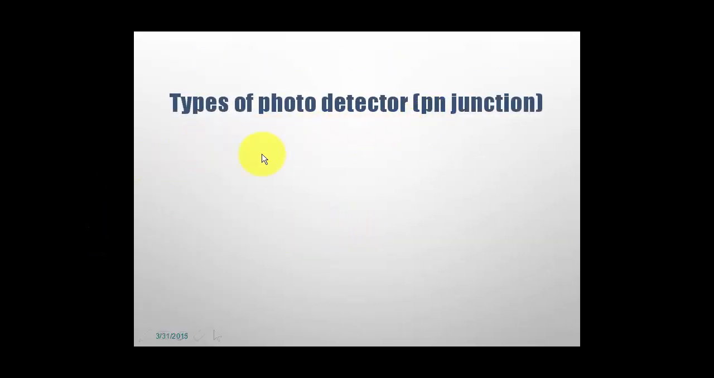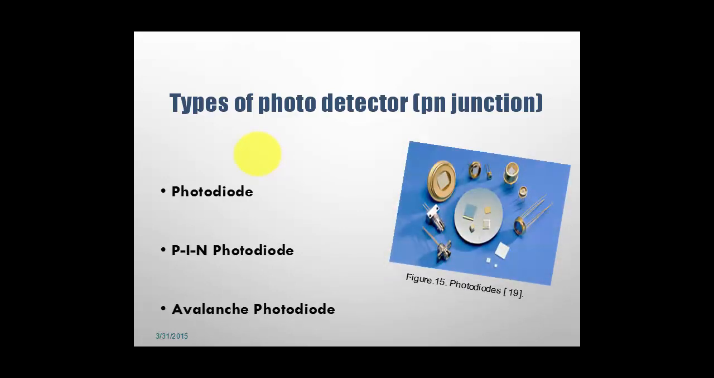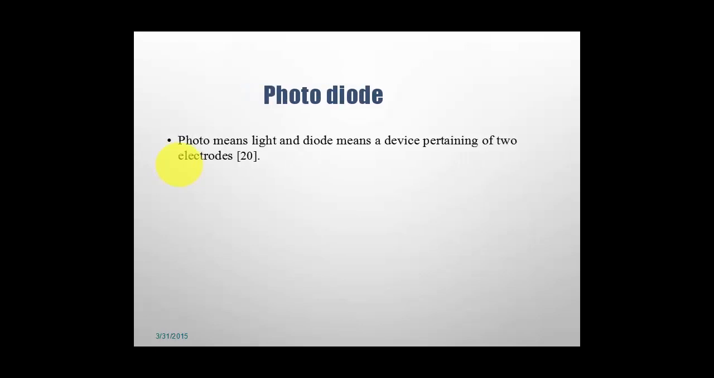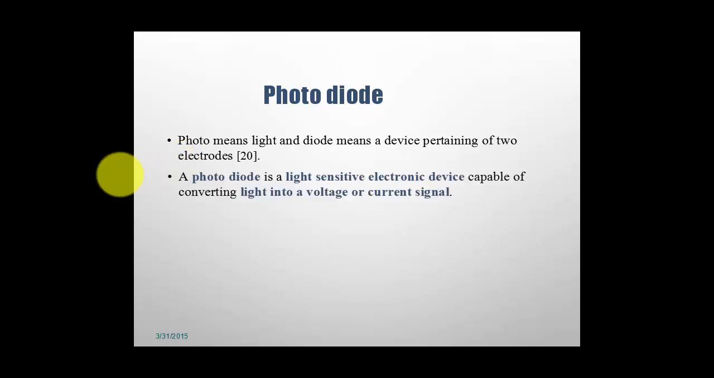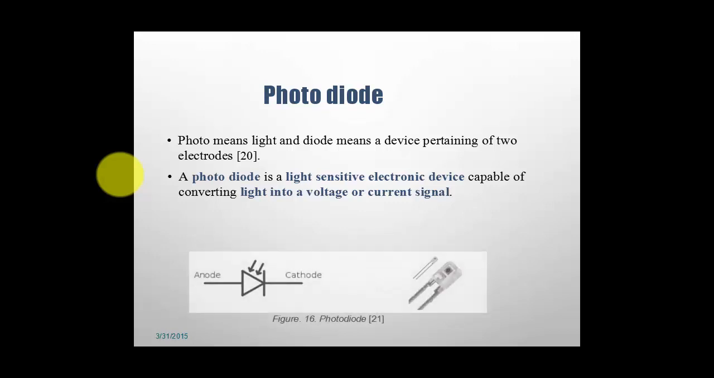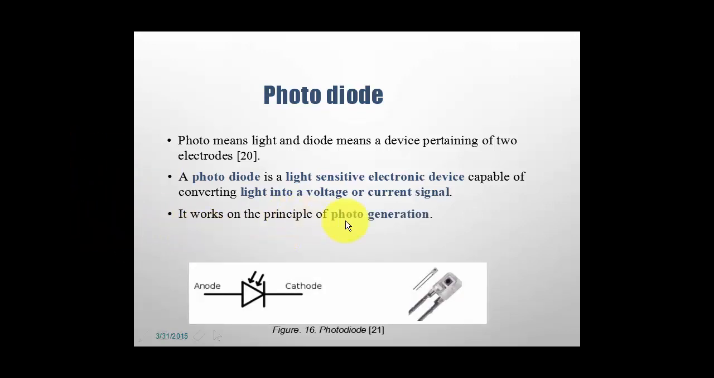Now, types of photodetectors, P-N junction. The first one is a photodiode, the next one is the pin photodiode, and the third one is the avalanche photodiode. Some examples have been shown in the picture. Photodiode: photo means light and diode means a device pertaining to electrodes. A photodiode is a light sensitive electronic device capable of converting light into a voltage or a current signal. It works on the principle of photo generation. This is the symbol and this is the package for the photodiode.